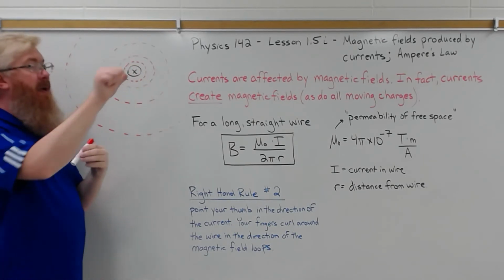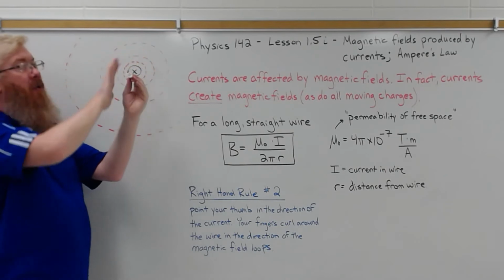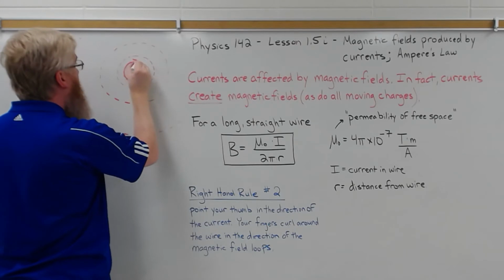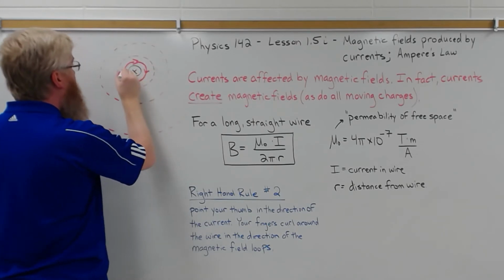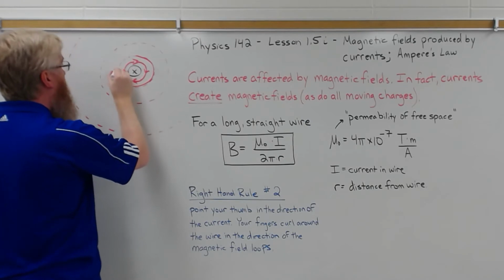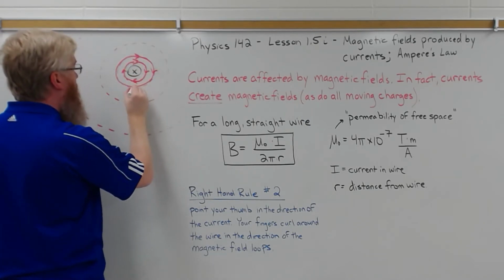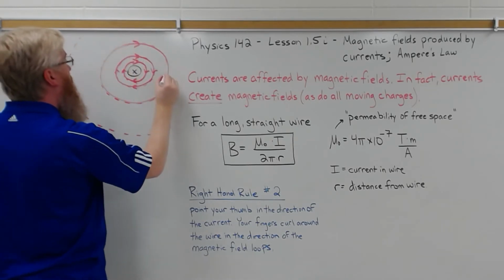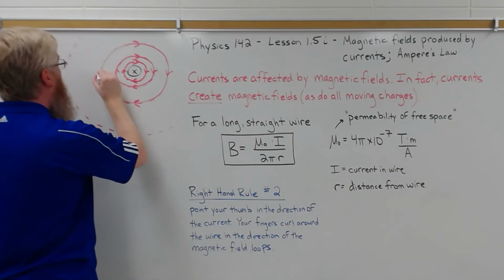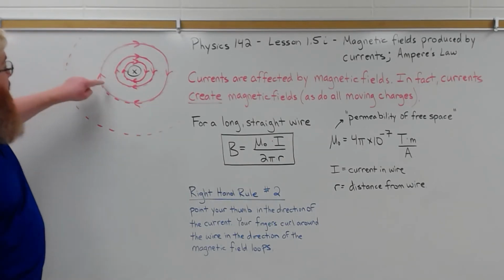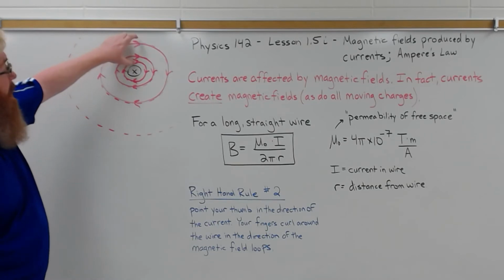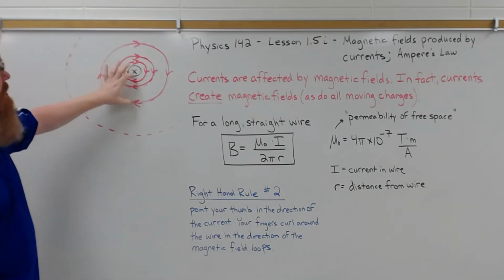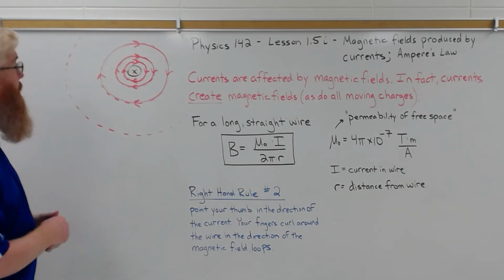So if this wire is going into the board, my fingers curl around clockwise, so the magnetic field here goes around clockwise. So on this side of the wire, the magnetic field is pointing out. On the top, above the wire, the magnetic field is pointing to the right. To the right of the wire, the magnetic field is pointing down. Below the wire, the magnetic field is pointing to the left.